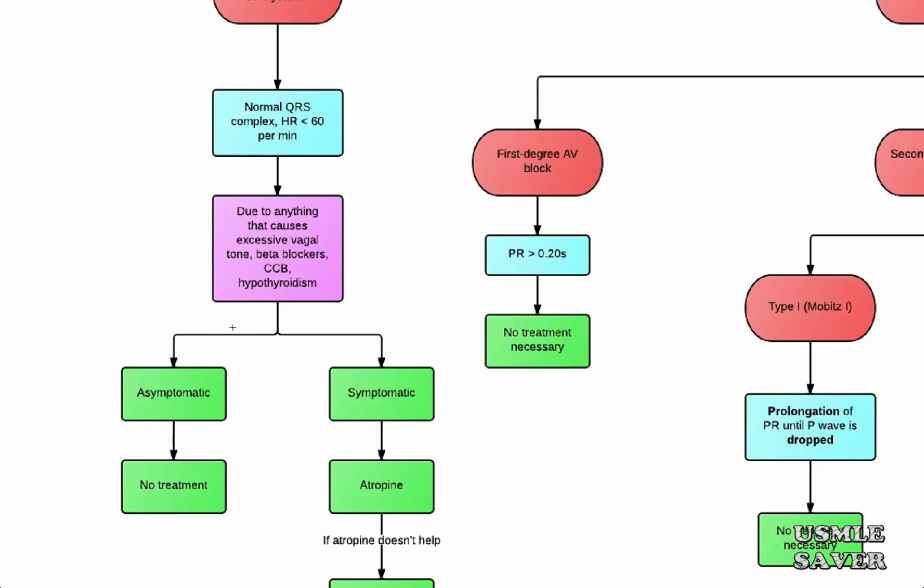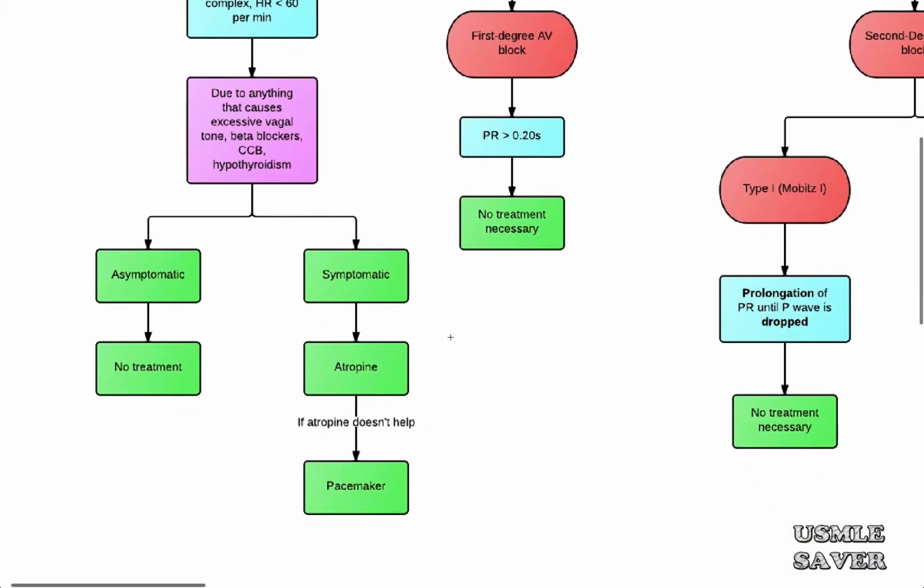Management depends upon symptoms. If patient is asymptomatic, there is no treatment necessary. However, if the patient is symptomatic, then atropine is the first-line treatment. If that doesn't work, then pacemaker is the definitive treatment.